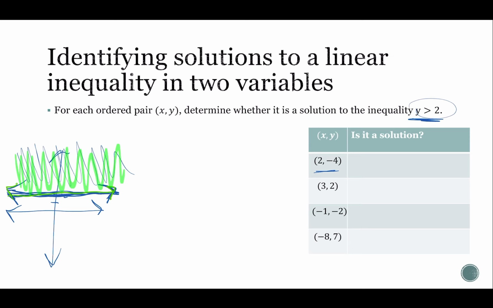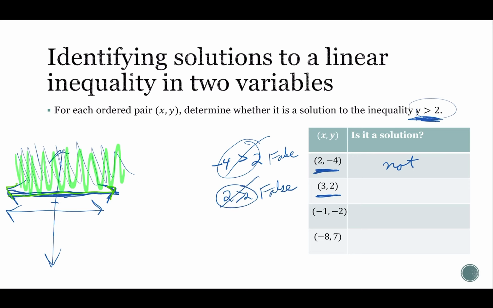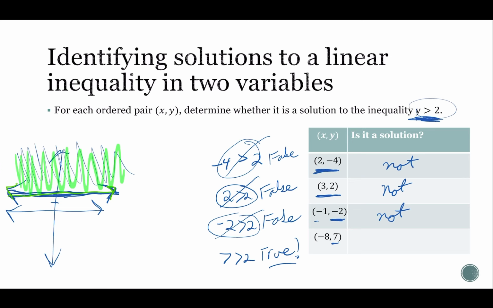So I want to determine if these points satisfy this inequality. I have y is greater than 2. Here I have -4. Is -4 greater than 2? Nope, that's false. So this is not a solution. Next, I have 3, 2. Is 2 greater than 2? No, this is also false because it's strictly greater than, so it's not a solution. Here, is -2 greater than 2? That's also false, not a solution. But then I do have that 7 is greater than 2, which is true. Hooray, this point would be a solution.